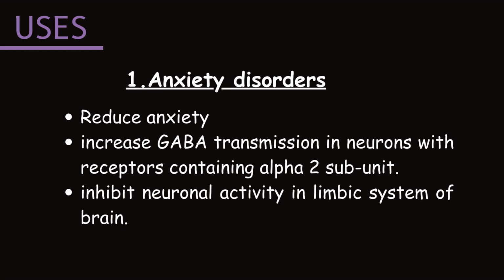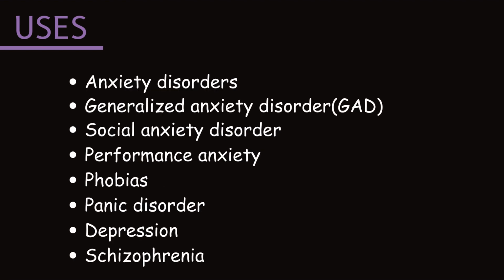Next, we will discuss their uses. Benzodiazepines are used for anxiety disorders. They reduce anxiety by selective increase in GABA transmission in neurons with GABA receptors that have the alpha-2 subunit. This inhibits neuronal activity in the limbic system of the brain. It is important to note their effectiveness for treating anxiety associated with generalized anxiety disorder, social anxiety disorder, performance anxiety, phobias, and panic disorders.